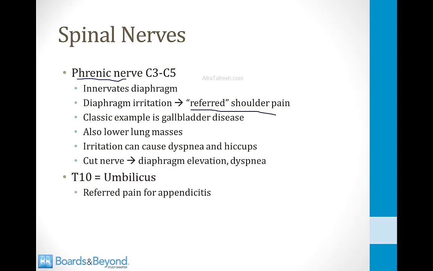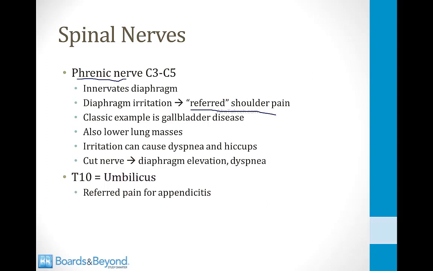Irritation of the phrenic nerve also causes dyspnea because you can't move the diaphragm the way you would like, and it can also cause hiccups. Sometimes patients get the phrenic nerve cut during surgery, particularly thoracic or cardiac surgery, and after this they can have shortness of breath and elevation of one half of their diaphragm from loss of that phrenic nerve.